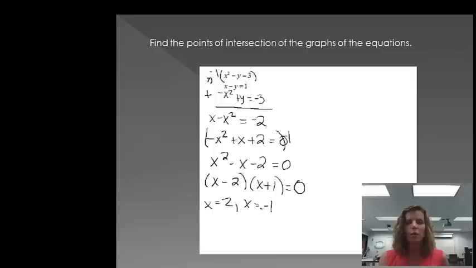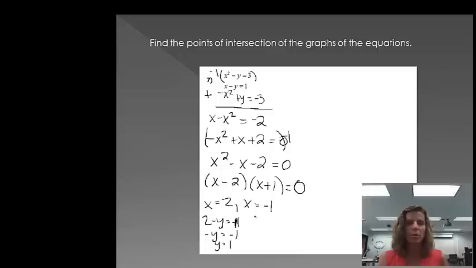So this time we got two answers, which means these two graphs must intersect in two places. So now again, you can go into either equation. I think I'll go into the second one. It looks a little bit easier, and I'm going to plug in 2 for my x. So I'll have 2 minus y equals 1. And then we'll subtract 2, so I'll get negative y equals negative 1. If I multiply both sides by negative 1, I'll get y equals 1.